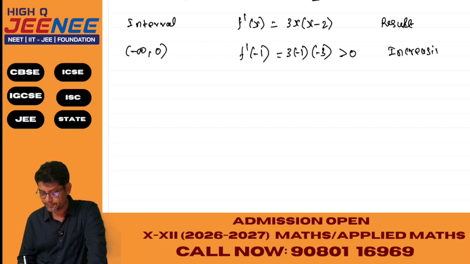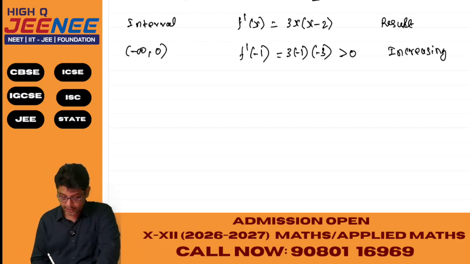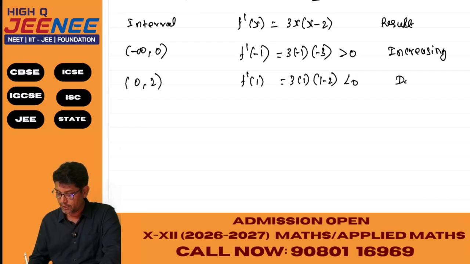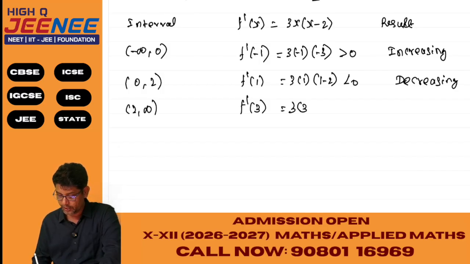Increasing, because I'm getting a positive value. Next, 0 to 2. Let us find f dash of 1. So 3 into 1 into 1 minus 2, less than 0, decreasing. Then finally, between 2 comma infinity, find f dash of 3. So 3 into 3, 3 minus 2, greater than 0, increasing.